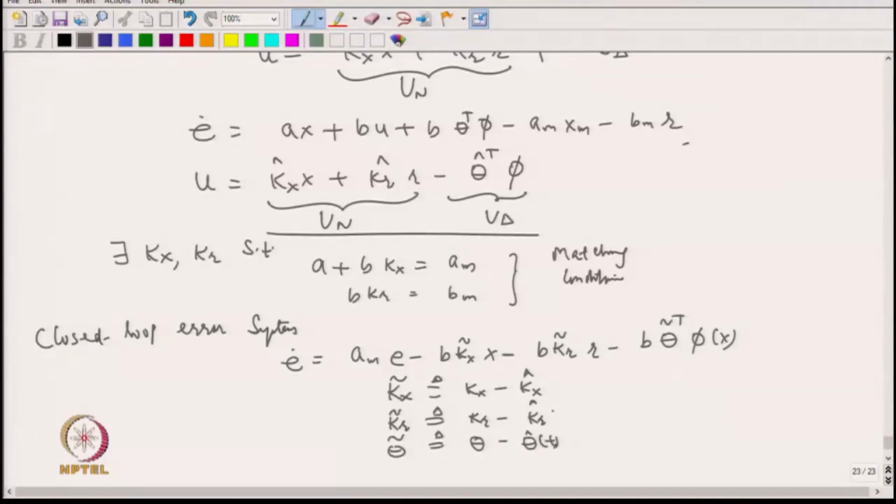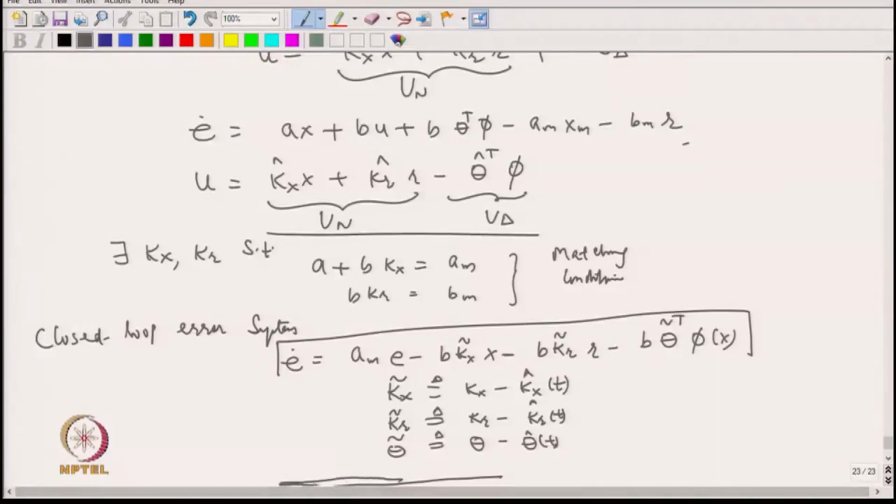So, these hats are time varying, k x, k r and theta are constants. Okay. So, this is the closed loop error system, which will be useful for us when we do the Lyapunov analysis.